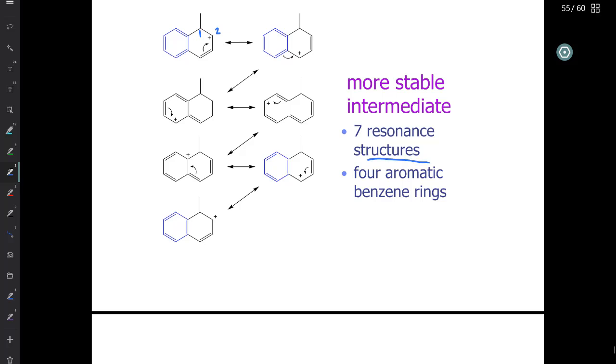But of the 7, 4 are aromatic, right? And that aromaticity of the resonance structures causes them to be much more stable, and that leads to that being the kinetic product.